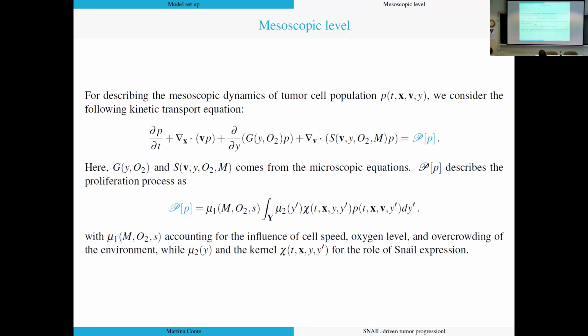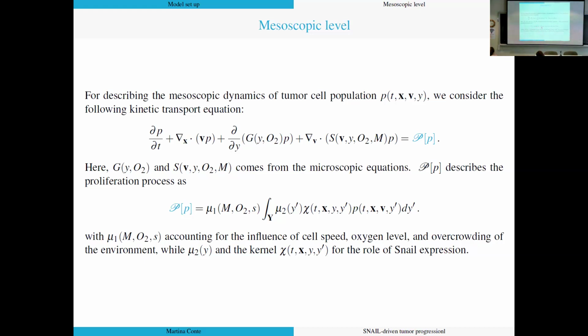We have a first function mu1, that can depend on several factors, because proliferation can depend on the oxygen and the nutrients. It can depend on the macroscopic density of cells that I have at a certain point. It can also depend on the speed of the cells, because if we, for instance, consider the go or grow hypothesis, or a general trade-off between go or grow, the faster I move, the less I'm able to proliferate. So all these influences can be included in mu1.